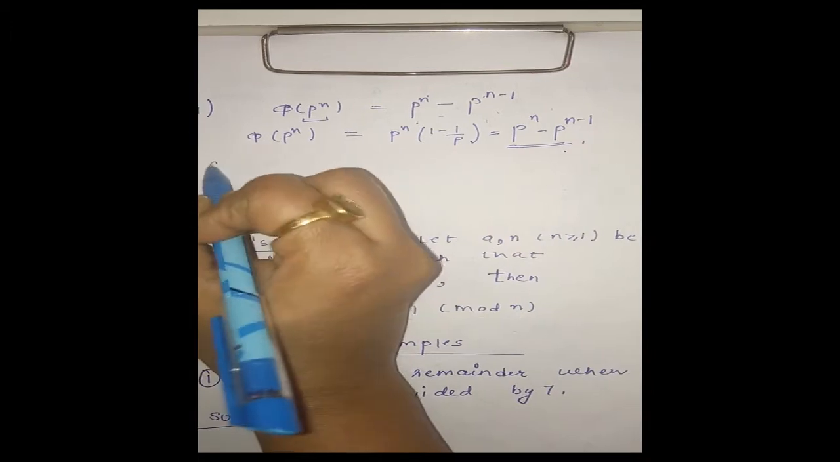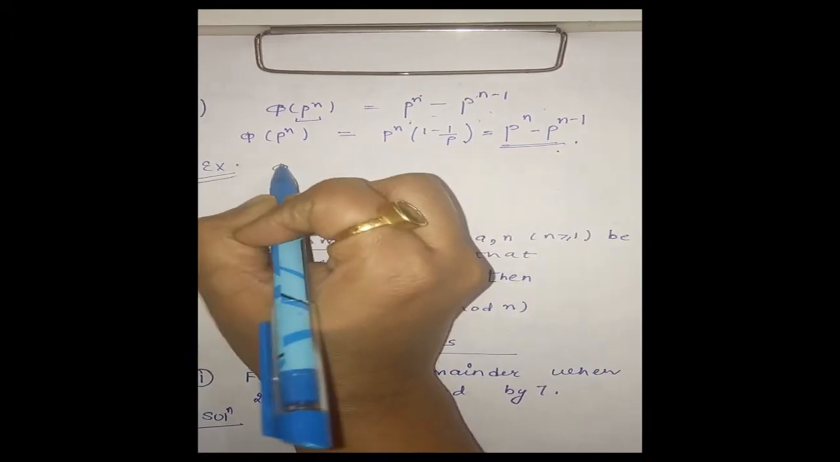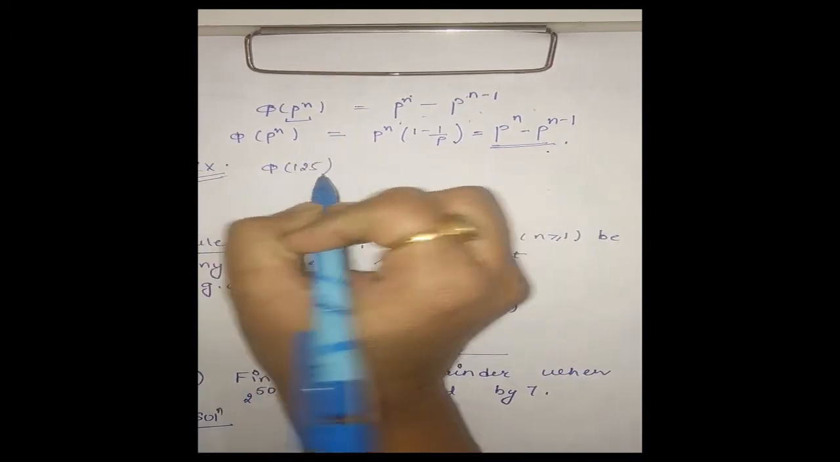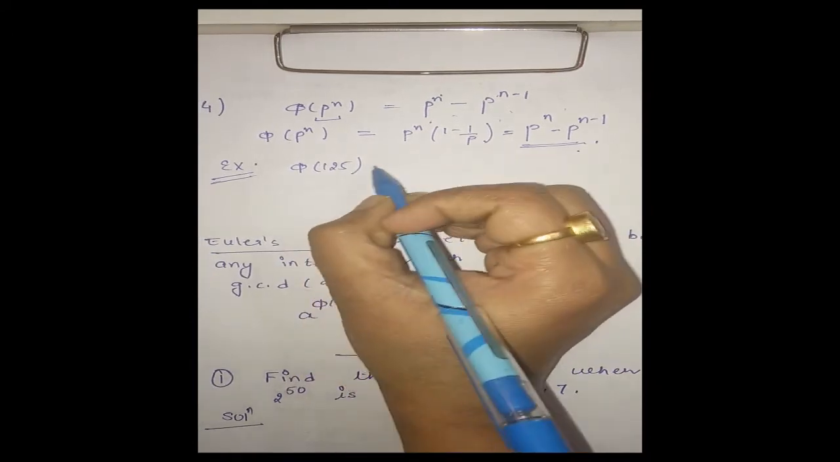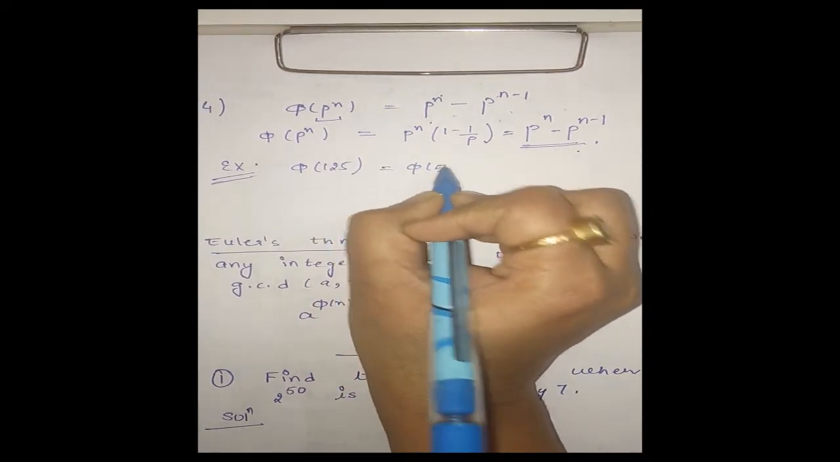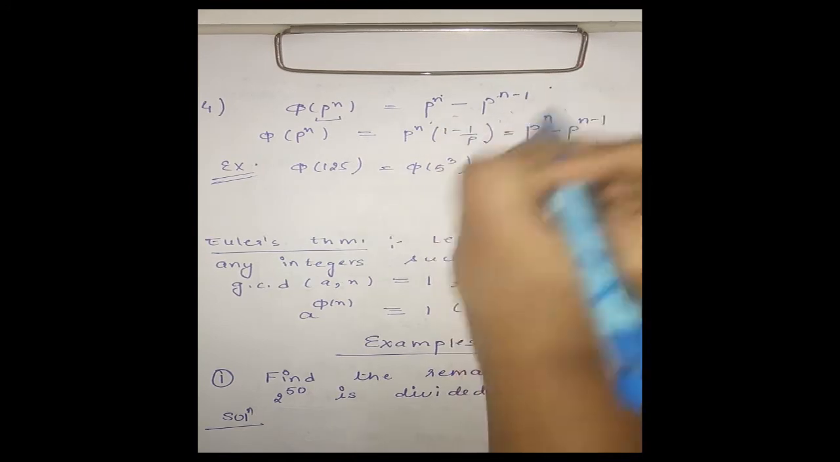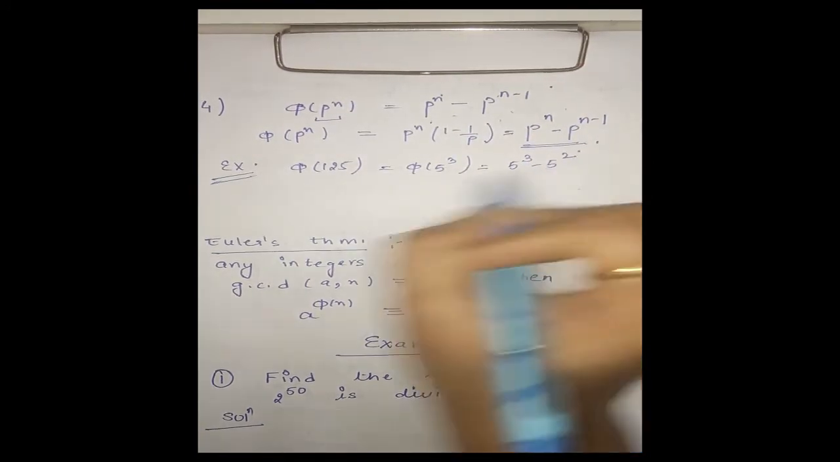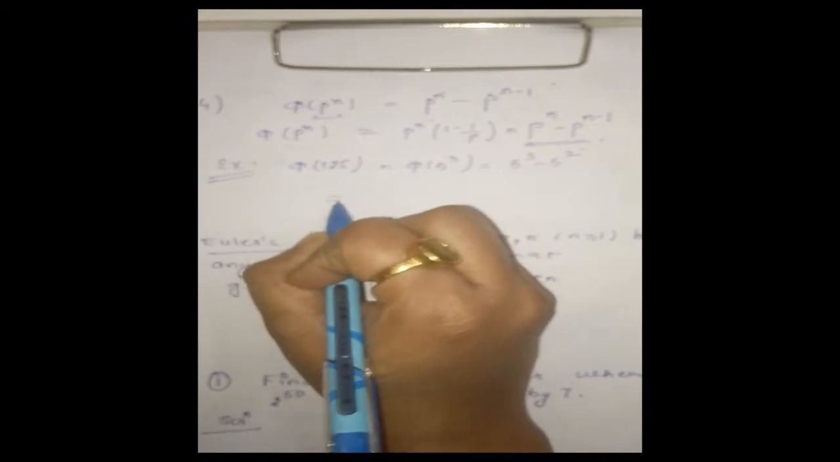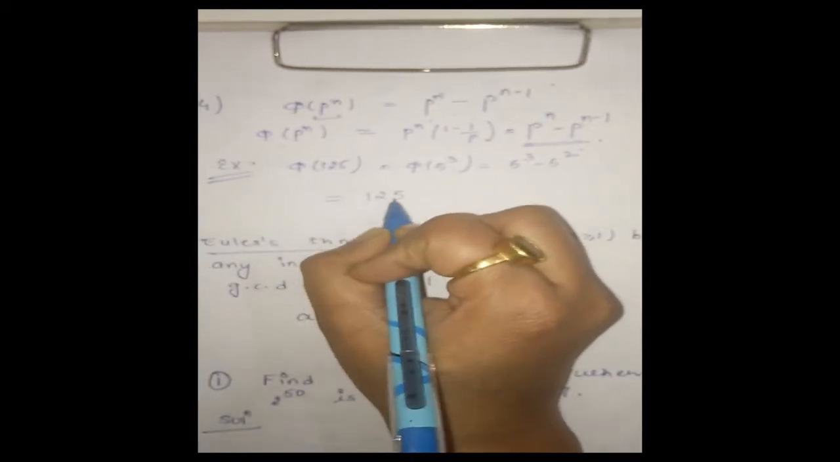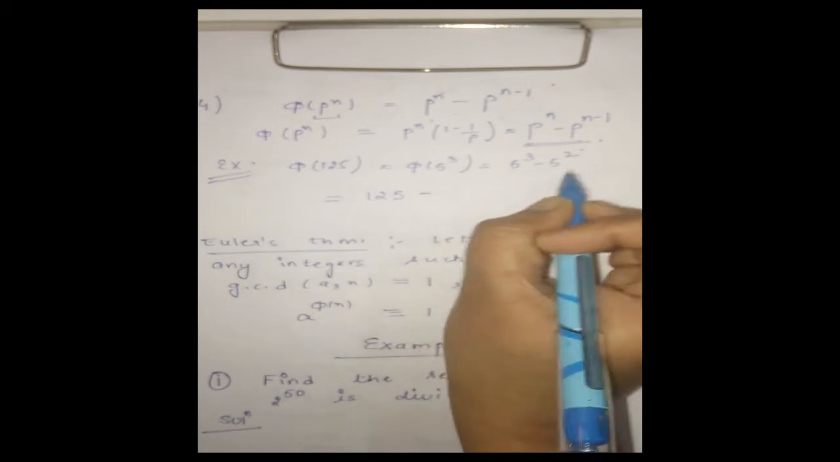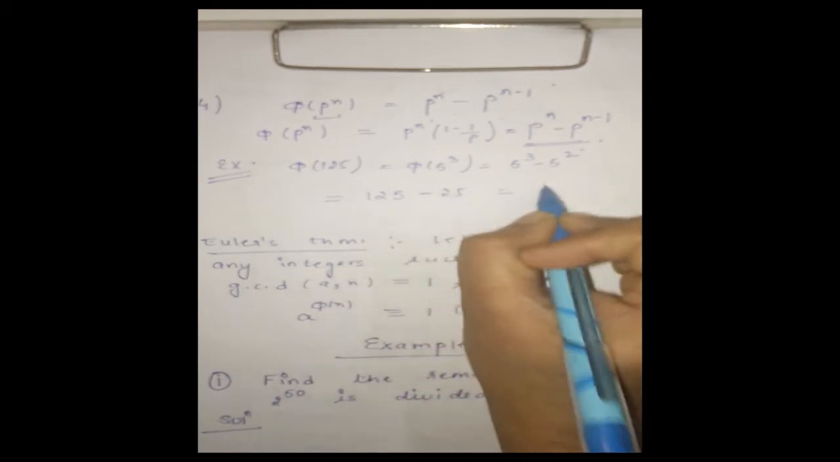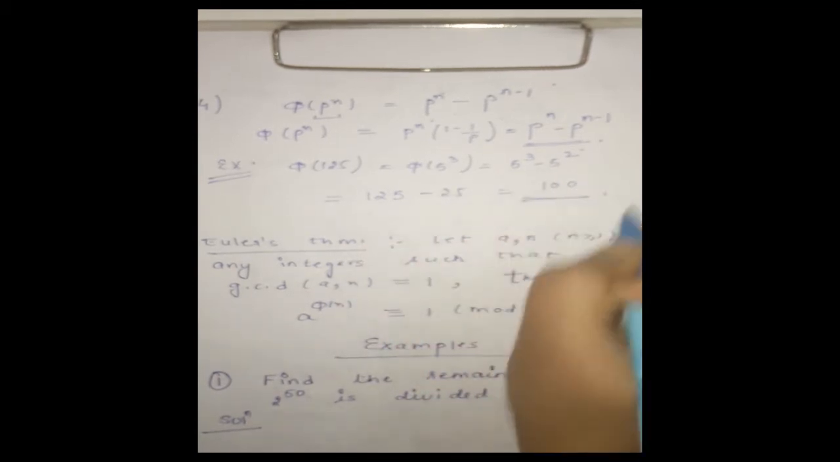Now, for example, if we want to find phi of 125, this is phi of 5 cube, and using this formula, this is 5 cube minus 5 square, that is 125 minus 25, that is 100. Clear?